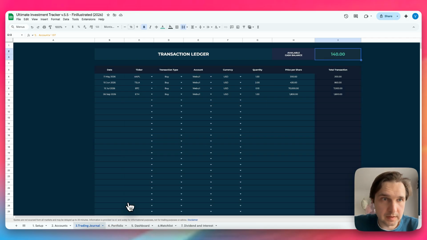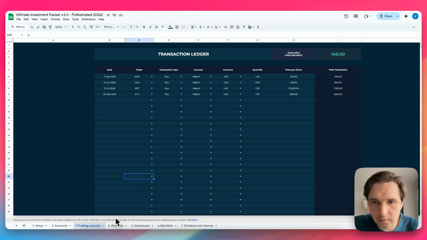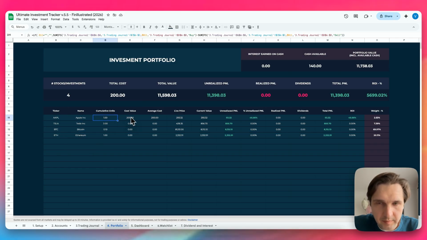And the beauty of this is that this is it. This is the brain. This is the most important part of this model, because once you move to the portfolio, you have everything here. So you have all the tickers, you have the names, you have units, how much you have.